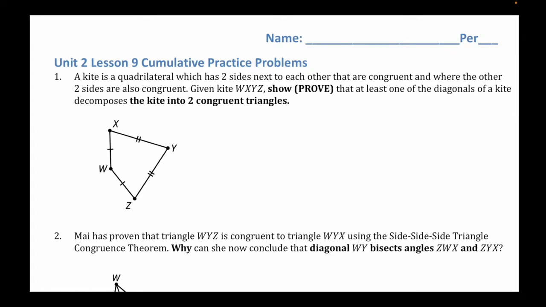So given kite WXYZ, they're giving us this one right here down below, they want us to show, aka prove, that at least one of the diagonals of the kite decomposes it into two congruent triangles. And decompose, right, normally means to break down. If we're talking about biological material, same thing here. It's going to break this down into two separate triangles.